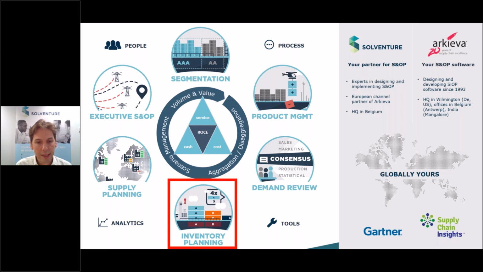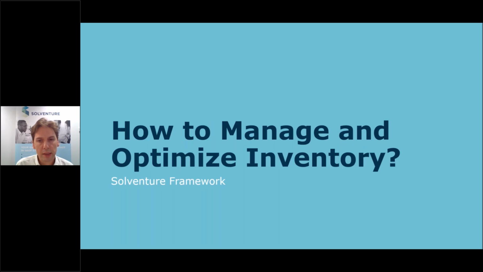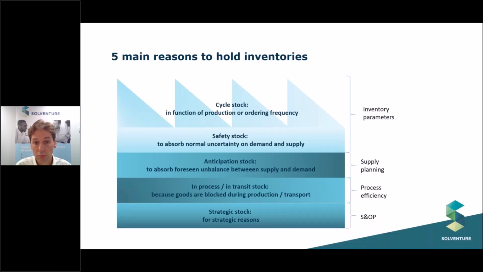So now let's dig into inventory planning. How to manage and optimize inventory, or how does inventory as a piece of the puzzle fit into the broader S&OP process? Well, if we want to manage and optimize inventory, we need to start by understanding what inventory is and what is driving inventory. And that is basically what is summarized in this relatively simple graph. It shows 5 main reasons to hold inventories, and it leads to different types of inventory.